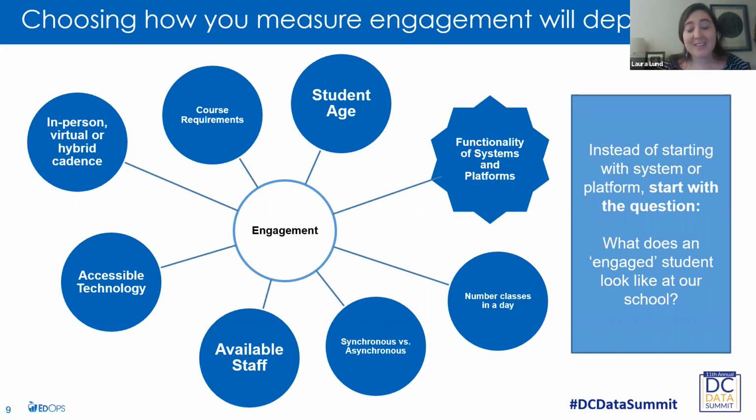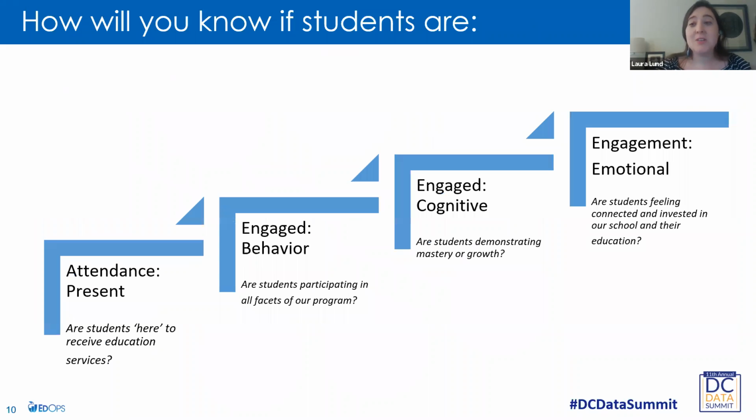Now, that being said, this question, like what is an engaged student, is still really big. So our recommendation is to break that down further. And we've chosen to break it down into those categories that we already talked about. So what is the threshold to determine if a student is present or absent? What behaviors would they need to demonstrate for us to know that they are present for the day?